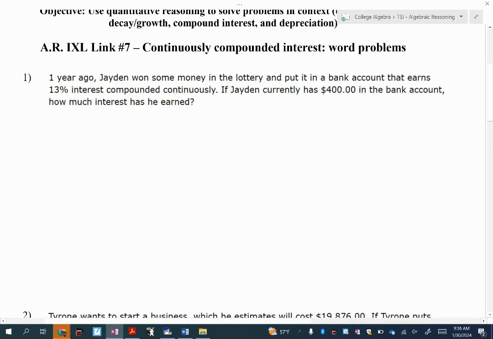All right, let's get started. So we have Jaden. Jaden won some money a year ago and put that money into a bank account. That's so smart, Jaden. I'm proud of you. Now, this account earns 13% interest compounded continuously.